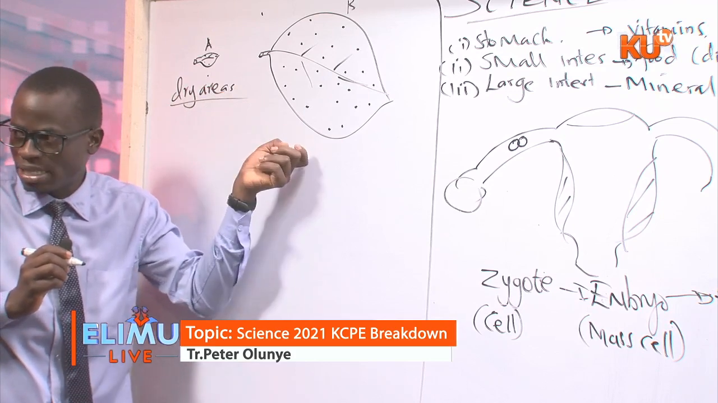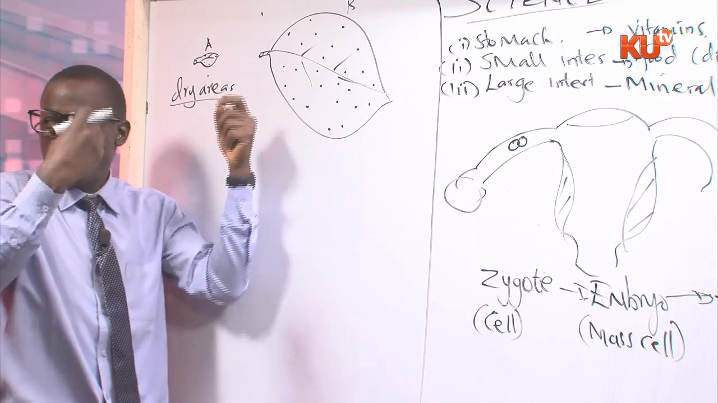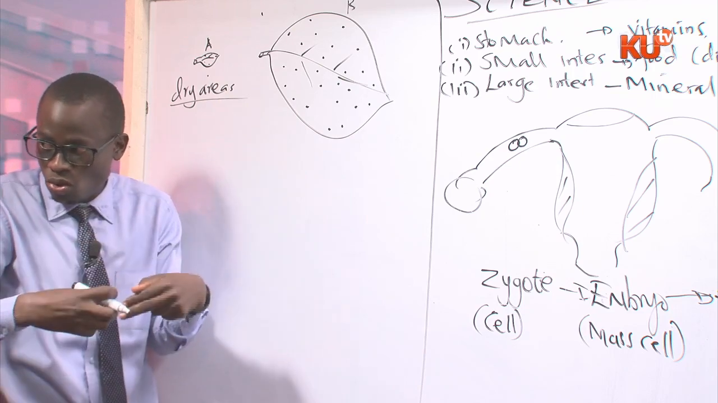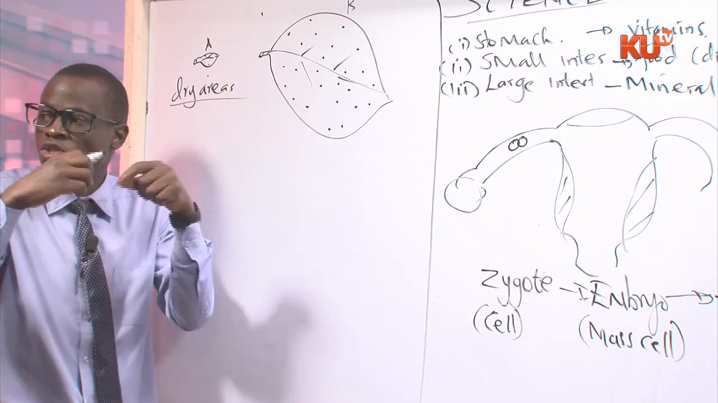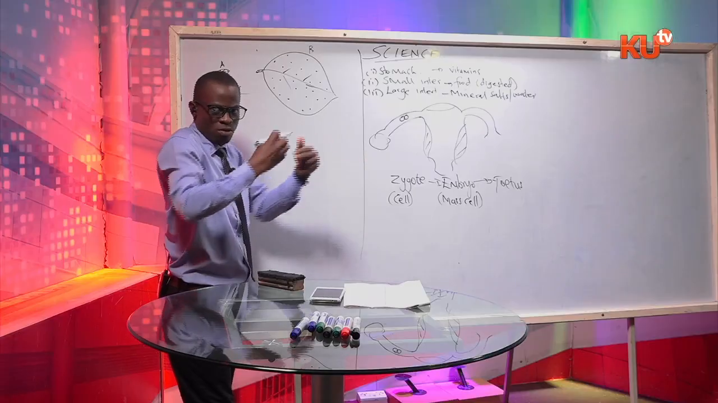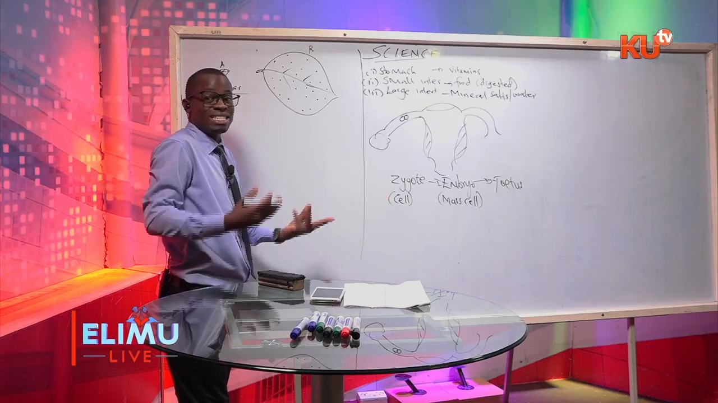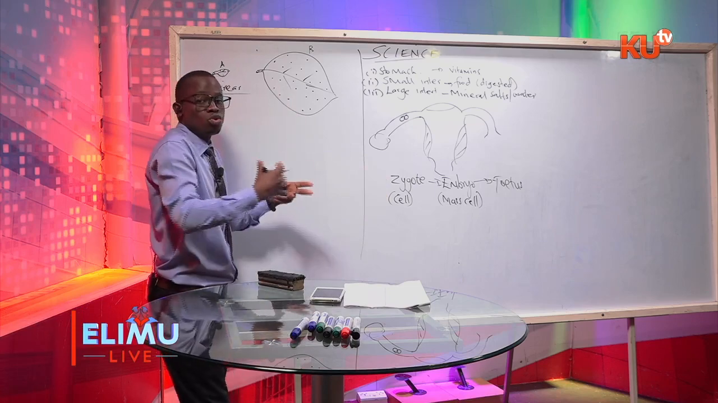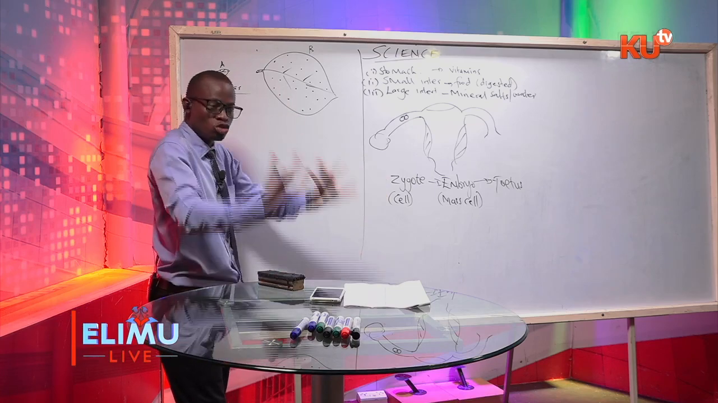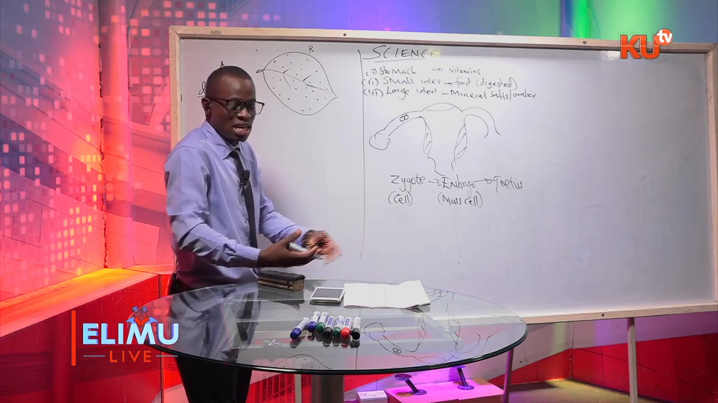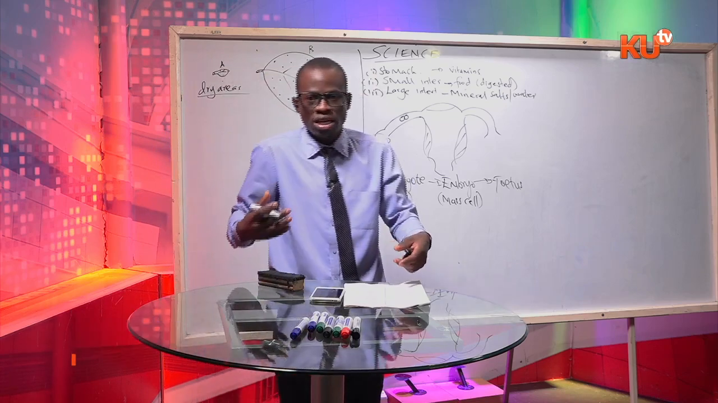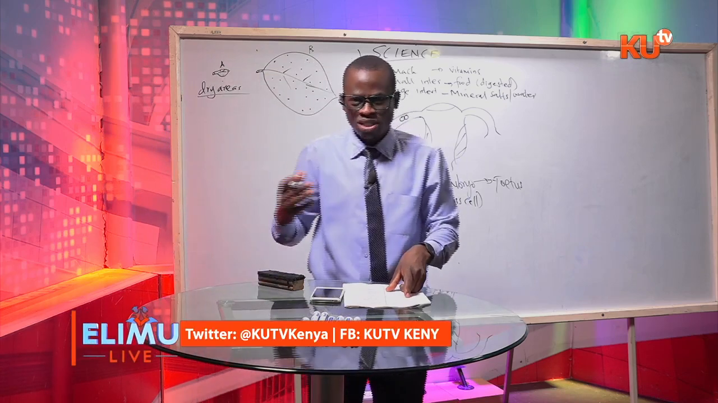Boys and girls, the fewer the leaves, the more they help these plants not to lose more water to the environment. But if this plant has more of these leaves, then automatically these plants are going to lose more water because they will have more stomatas. More leaves create more stomatas, and eventually there will be more loss of water to the environment.